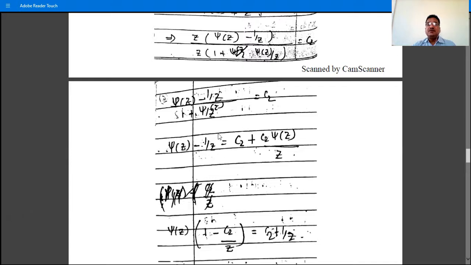So shift this to the RHS. Psi z minus 1 by z is equal to C2 in brackets 1 plus psi z by z. And so it is what? After multiplying, C2 plus C2 psi z by z.